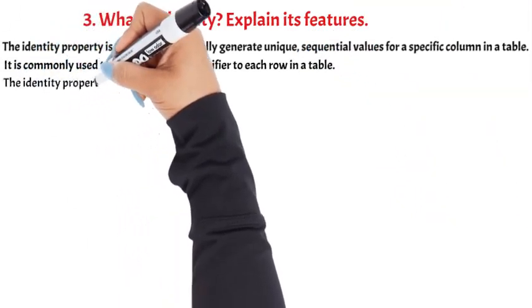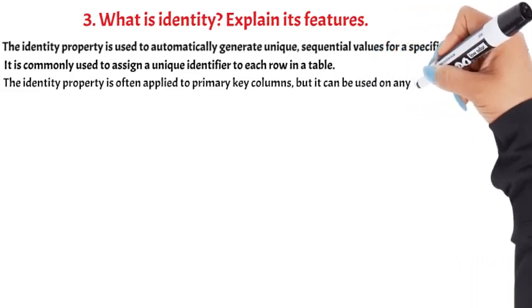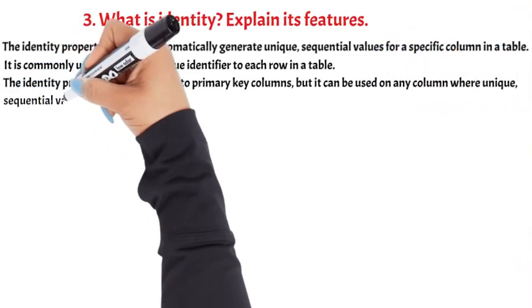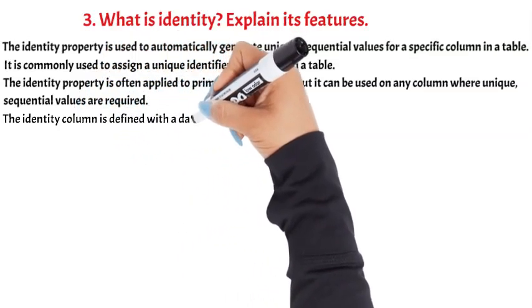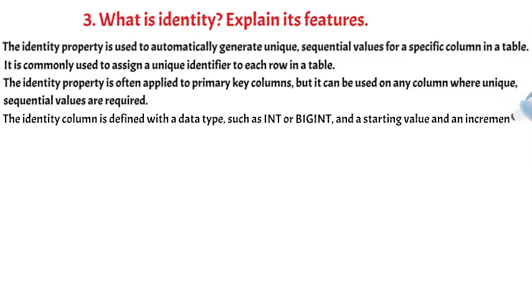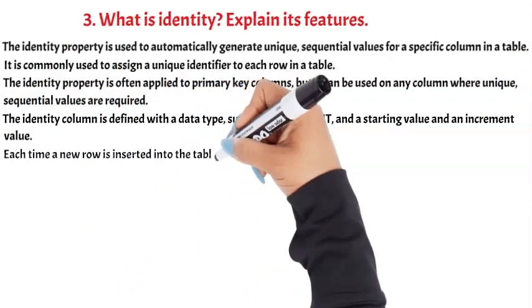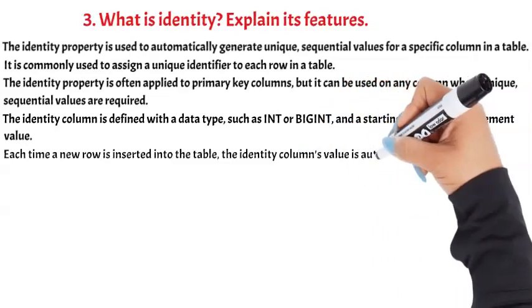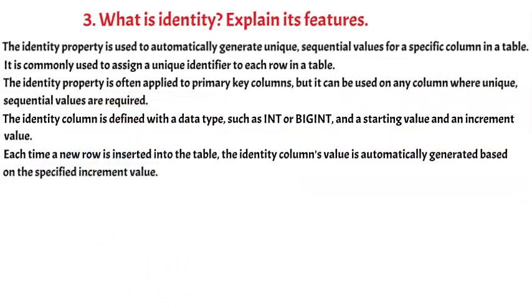The identity property is often applied to primary key columns, but it can be used on any column where unique, sequential values are required. The identity column is defined with a data type, such as int or bigint, and a starting value and an increment value. Each time a new row is inserted into the table, the identity column's value is automatically generated based on the specified increment value. Key features of an identity column.